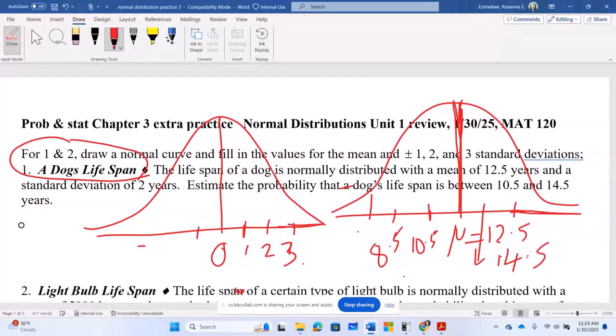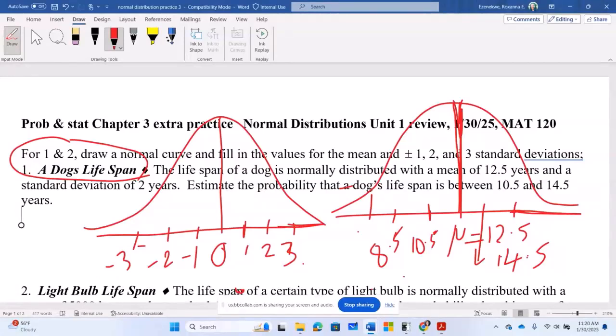If a dog is 1 standard deviation below the mean, it is 10.5. That's -1. Anytime you say below the mean, it's negative. 2 standard deviations below the mean is 8.5. Remember, the standard deviation is 2, so it means subtract. 3 standard deviations below the mean means the dog is 6.5 years. Okay.